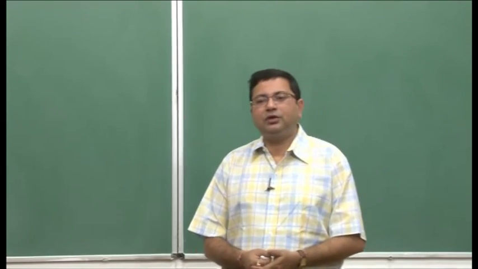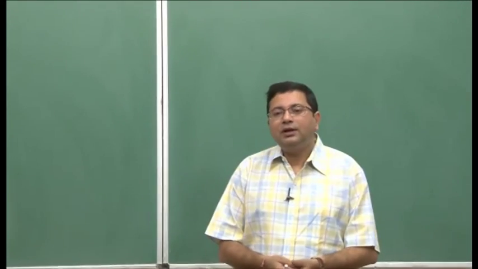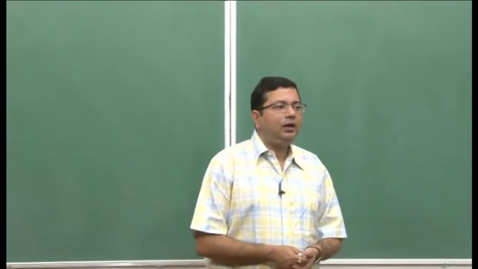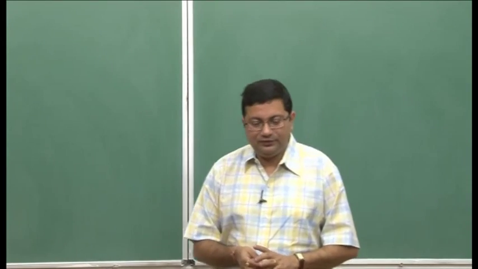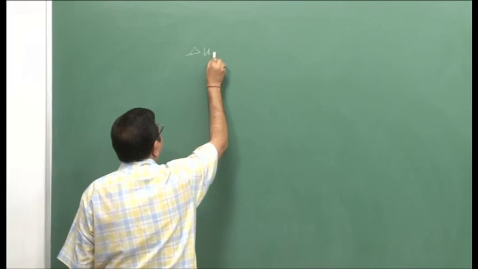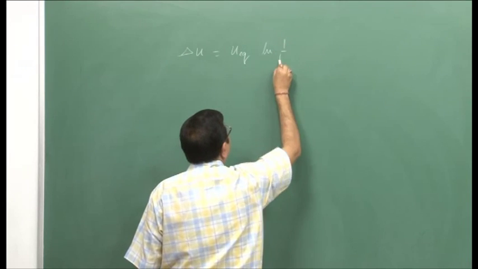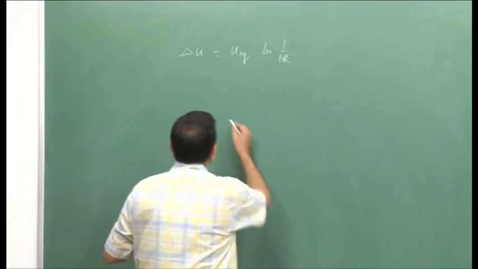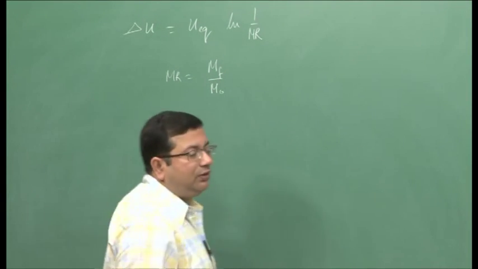And derived expression for the thrust and specific impulse. And after that, we went on to discuss the flight mechanics or vehicle dynamics. We have seen that the most important parameter is the equivalent velocity increment that we can achieve. And we have seen that the velocity increment that can be achieved is essentially U equivalent ln 1 by mr, where U equivalent is the equivalent velocity, mr is the mass ratio, which is equal to the final mass divided by initial mass of the rocket.